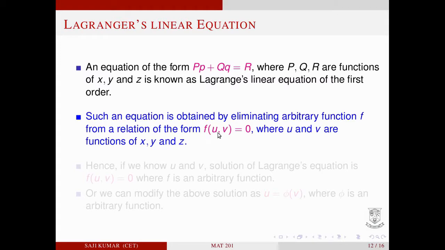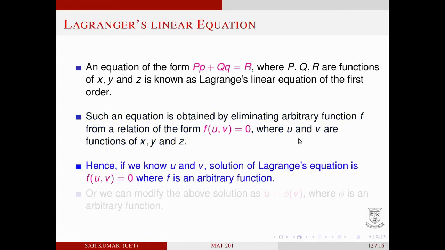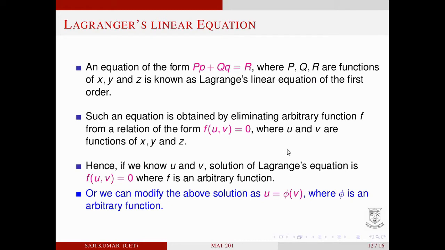The general solution f of u, v equal to 0 contains only one arbitrary function, so we can expect a first order partial differential equation. Hence, if we know u and v, the solution of Lagrange's equation is f of u, v is equal to 0, where f is an arbitrary function. Or we can modify the above solution as u is equal to phi of v, where phi is an arbitrary function, or in the same pattern v is equal to psi of u, where psi is an arbitrary function.